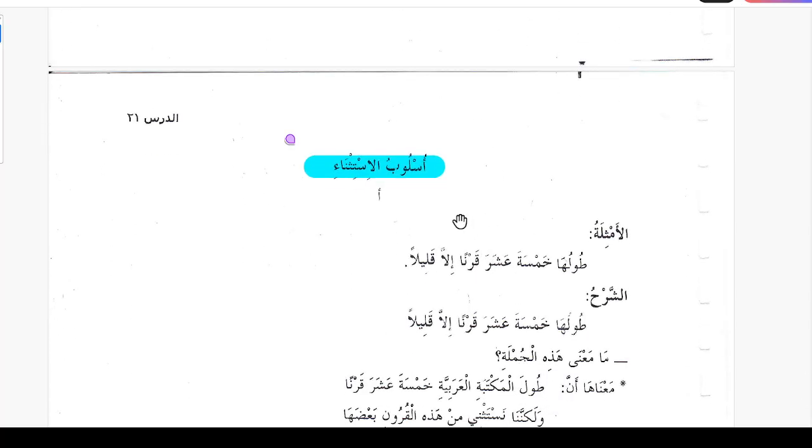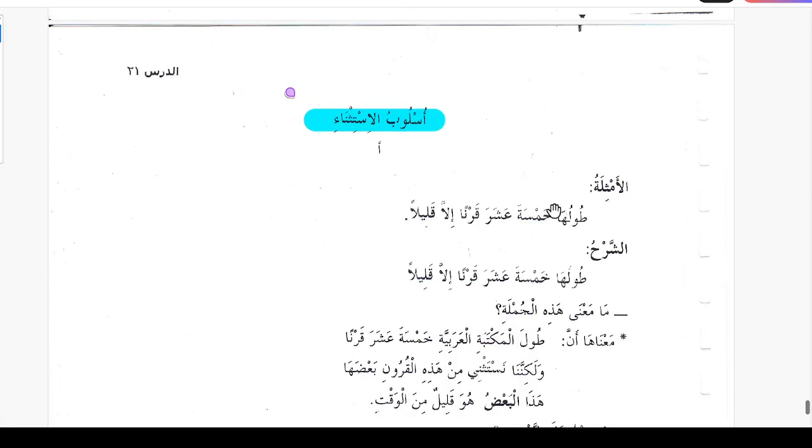So the second part, which is Aslubul Istisna, the style of exception. When we're gonna make some exceptions, we're gonna study how we make such exceptions in Arabic. Here are some examples.